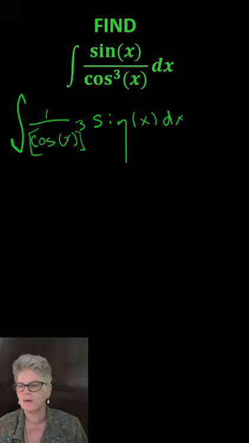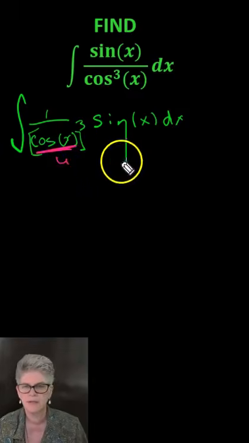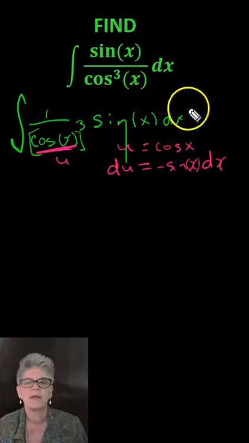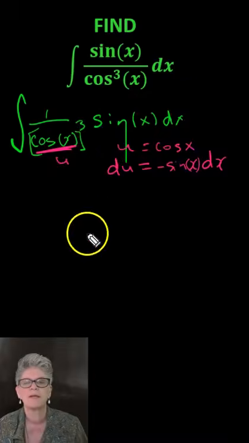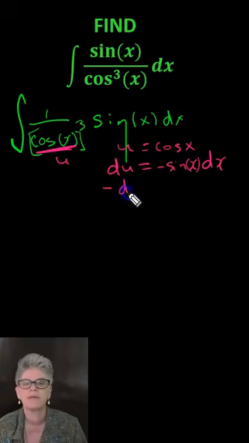Okay, now I'm going to let u be cosine of x. And so if u is cosine of x, then if I take derivatives of both sides, I get du is equal to minus sine x dx. Okay. Now this is nearly what I want. I don't want that negative sign there. So if I multiply both sides by -1 or negate both sides, I get this nice little result here.